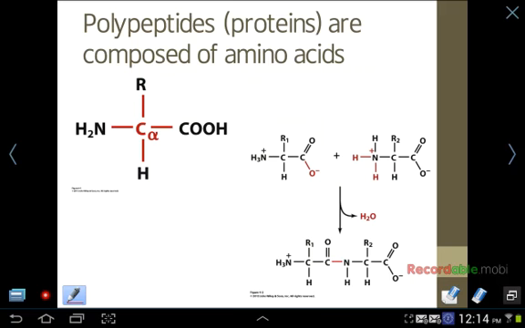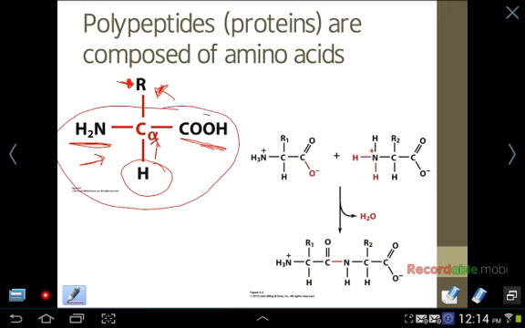Alright, so polypeptides, or proteins, are composed of amino acids. So here is our basic amino acid structure. You have your alpha carbon in the center with a carboxylic group, an amino group, a hydrogen, and then some sort of R group or functional group coming off of the alpha carbon. Now this is what changes or varies from amino acid to amino acid. So all amino acids have the same basic backbone structure with varying R groups.